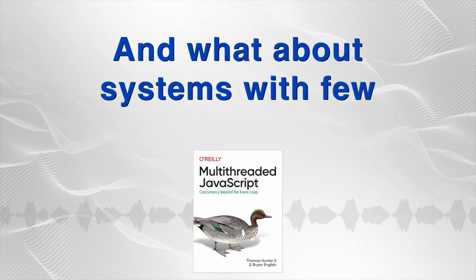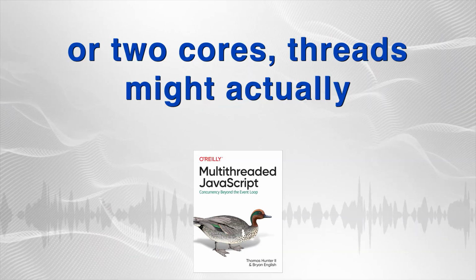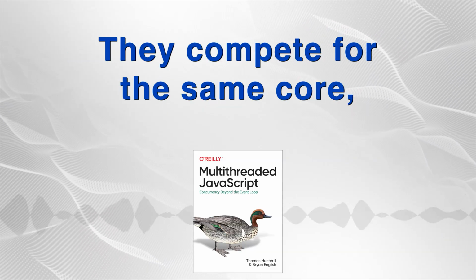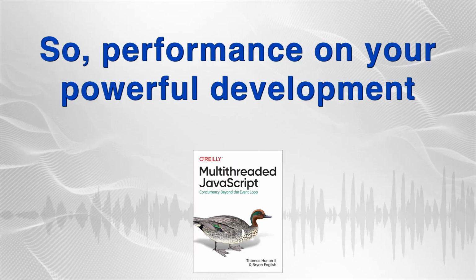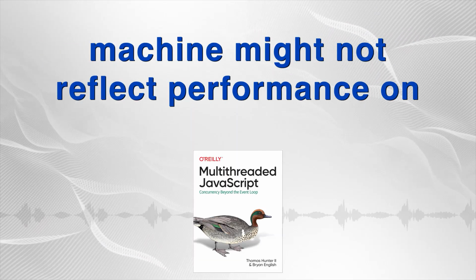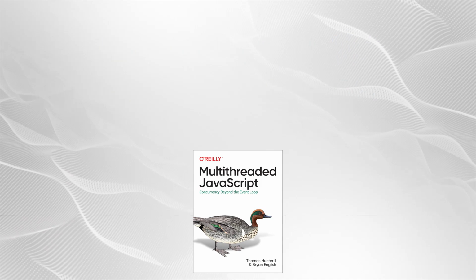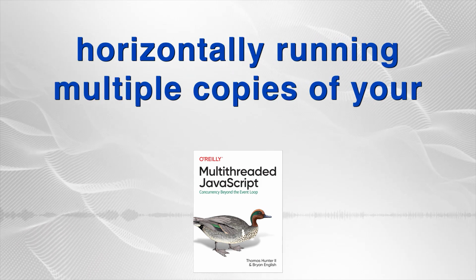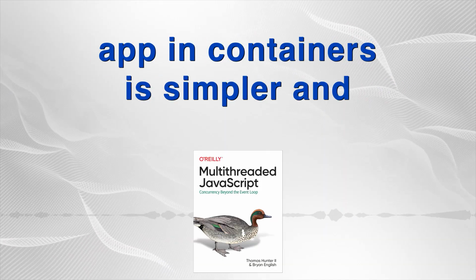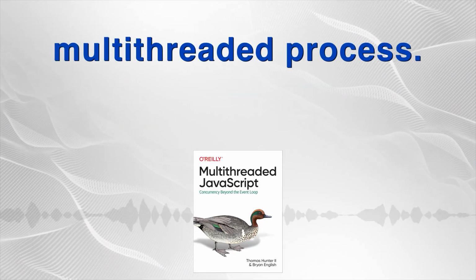And what about systems with few CPU cores? On a machine with only 1 or 2 cores, threads might actually slow things down. They compete for the same core, and the system spends extra time switching between them and managing messages. So performance on your powerful development machine might not reflect performance on a smaller server. Always test in the real environment. Crucial advice. For Node.js servers, sometimes scaling horizontally, running multiple copies of your app in containers, is simpler and more effective than building one complex multi-threaded process.